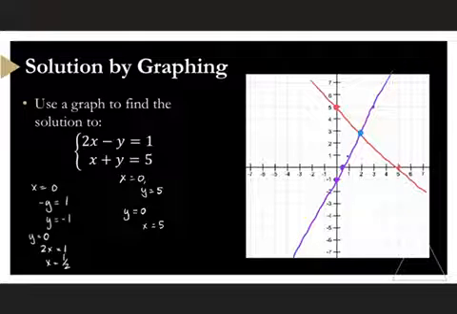Okay. So as I graph those, I end up with the point 2, 3 as their solution. And whatever point that is that they cross, that's your answer. Okay. So you're looking for intersection points specifically.